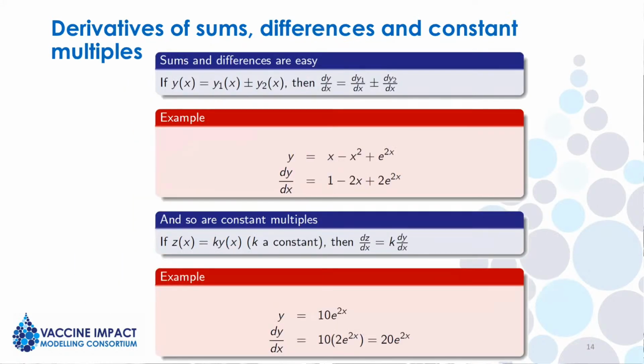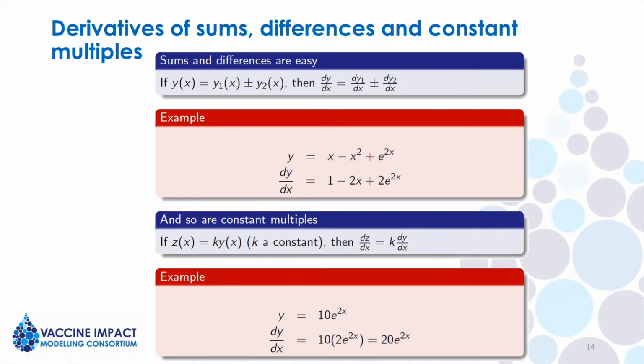So let's think about some rules for how we build up differentiating functions of different kinds of formats. So for an example, if we've got y of x is y1 of x, so one function of x, plus or minus y2 of x, it's the same kind of properties in our derivative. So when we differentiate, dy by dx is equal to dy1 by dx plus or minus dy2 by dx. So if we've got two functions added together or subtracted, when we differentiate them, we can essentially treat them independently and just add or subtract them afterwards.